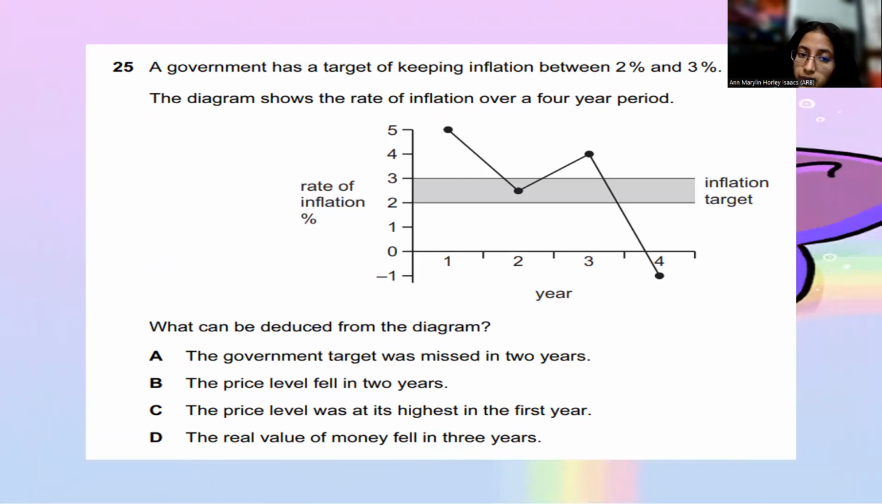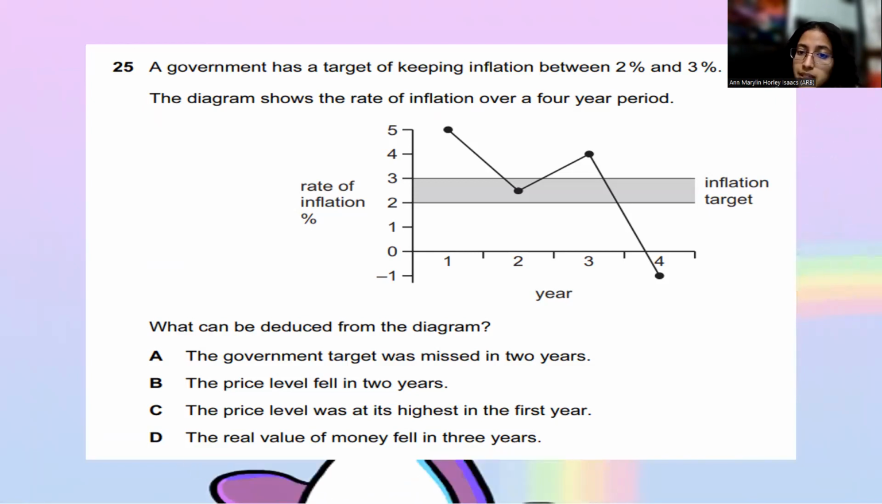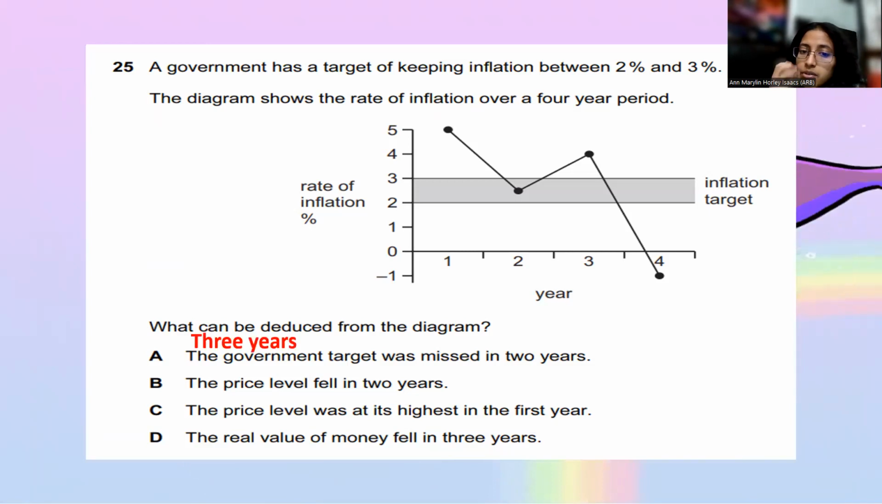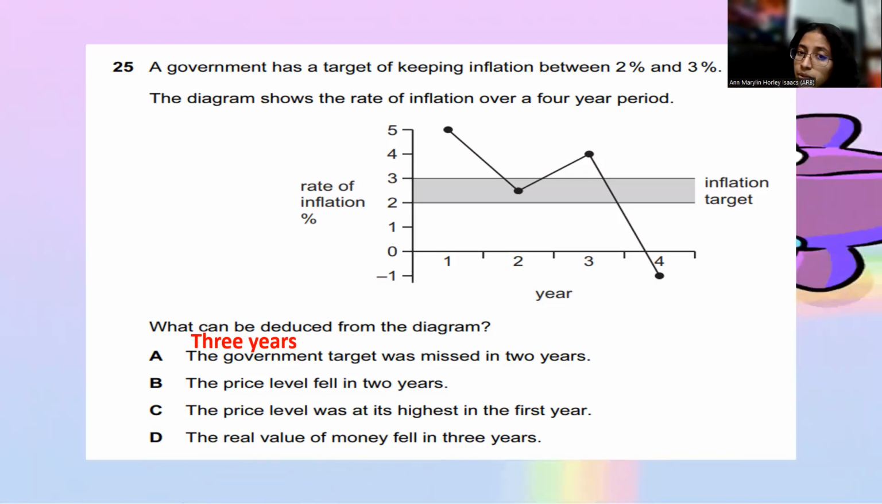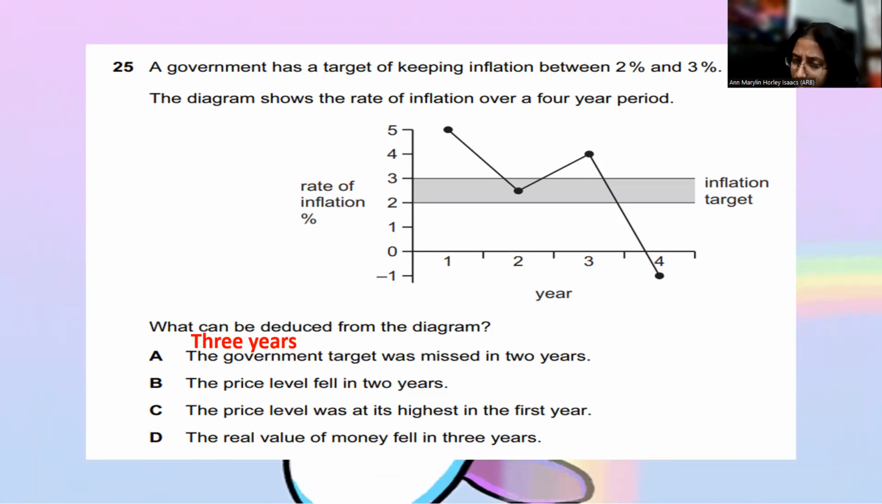Now look at A, the government target was missed in 2 years. If you look at the dots, year 1, year 3, year 4 are outside the target. So it was missed in 3 years, not in 2 years. The price level fell in 2 years. The only time, now please look at the axis. The vertical axis says percentage rate of inflation, in terms of percentage. I won't go into that. I'll explain that separately in a different paper for that particular question.